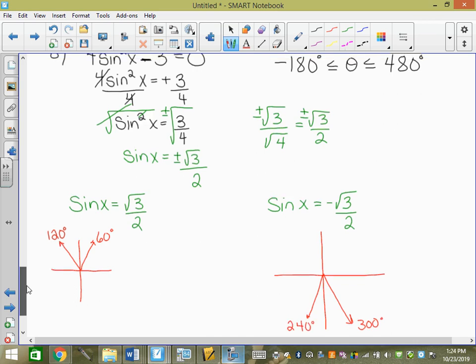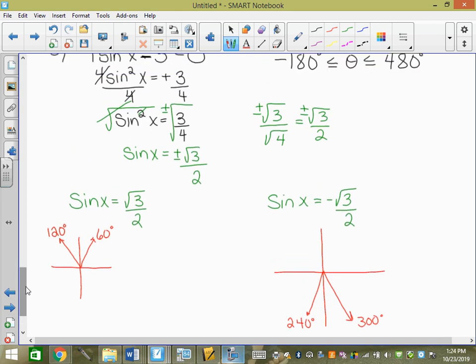Which is great, they actually all fit in the domain, because my domain is from negative 180 to 480. So I'm done. No, I need to check. I might have more than 4 solutions. So I check their coterminals. If I subtract 360 from 60, what do I get? Negative 300. Does that fit? No, negative 300 is too big. So I add 360 to 60 and I get 420, and that fits.